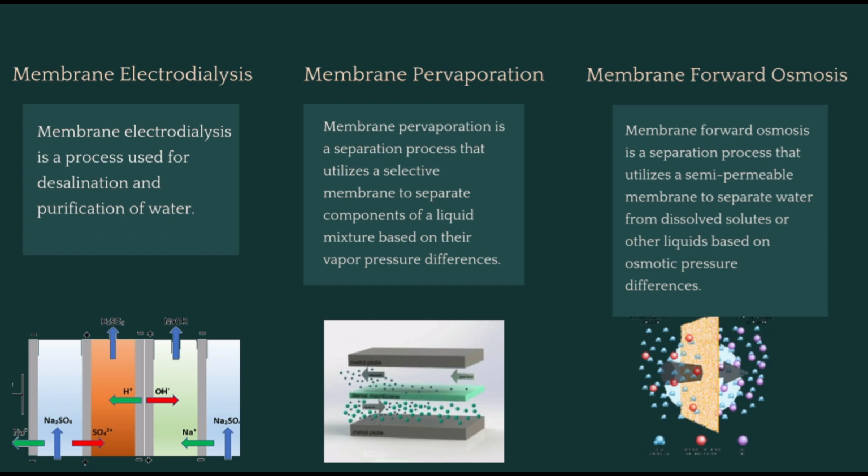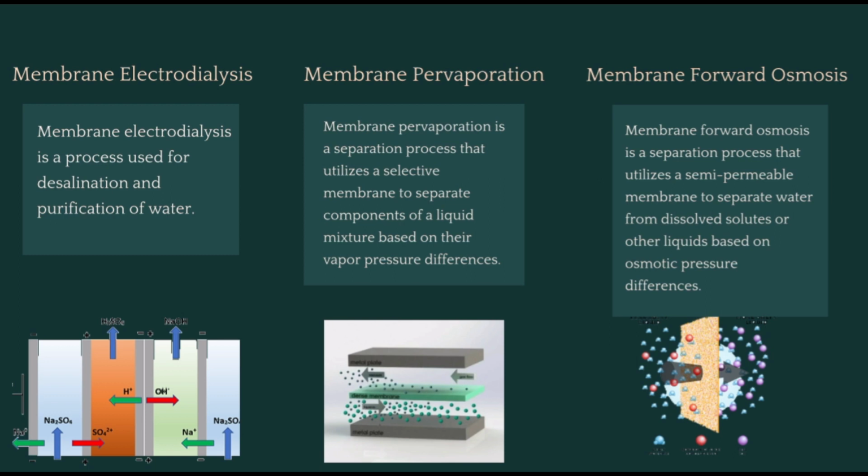The next one is membrane pervaporation. Membrane pervaporation is a separation process that utilizes a selective membrane to separate components of a liquid mixture based on their vapor pressure difference. So just like you can see in the picture, it is commonly used for the dehydration or removal of organic solvent from mixtures.